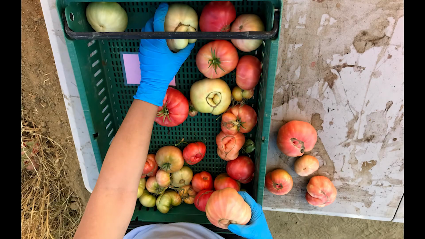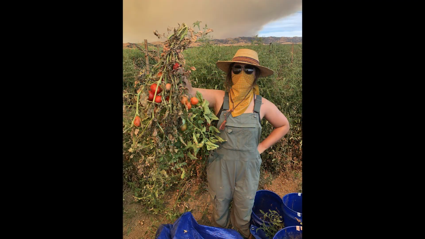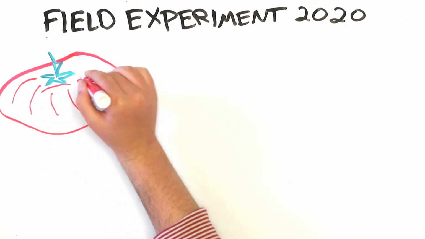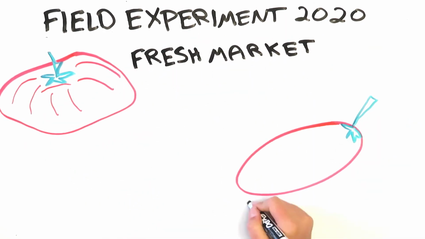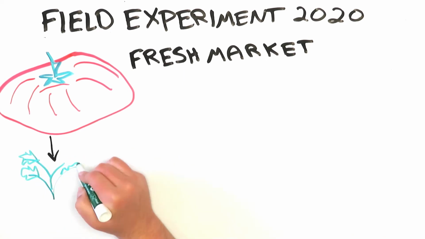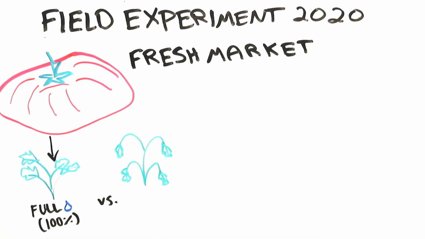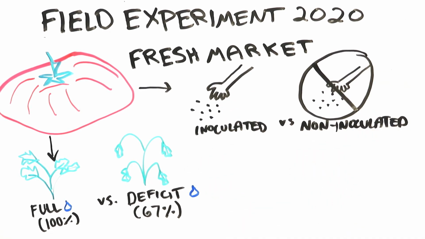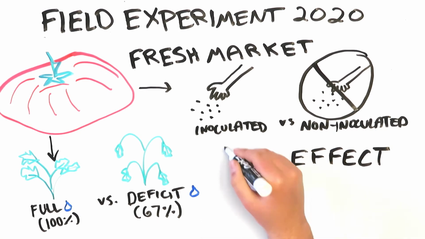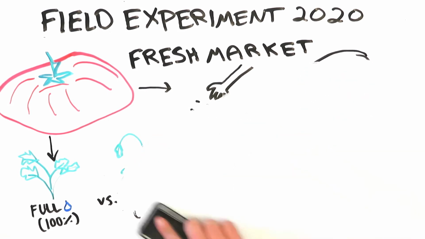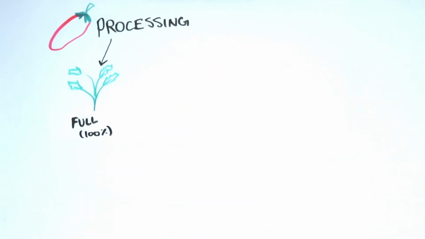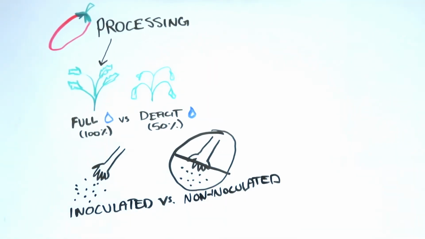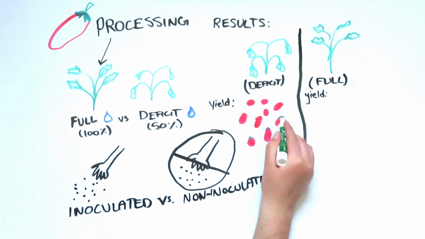Hoping to get to the bottom of this, we set up an experiment on tomato fields in the summer of 2020 to investigate the effect of mycorrhizal inoculation in water-stressed tomato plants. We set up 2 experiments, one in a fresh market tomato field and the other in a processing tomato field. The fields were set up with either full or deficit irrigation, in addition to applying mycorrhizal inoculum to half of the plots. For the fresh market experiment, in both full and deficit irrigation, we found no effect of inoculation on tomato yields. In contrast to our results from the fresh market tomatoes, we did see an effect of inoculation in processing tomatoes that experienced water stress.